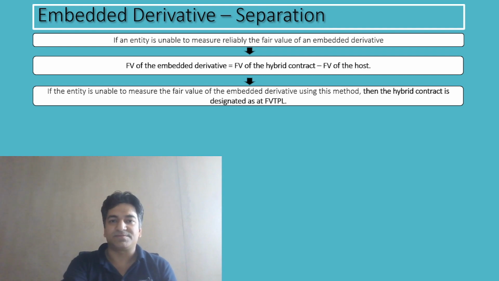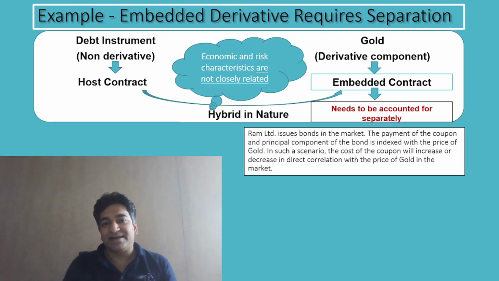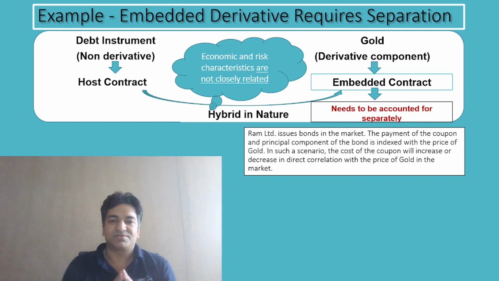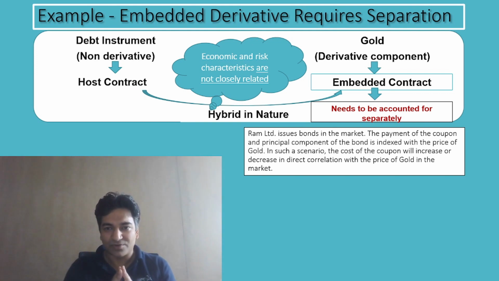Guys, let us now look at a couple of examples where a separation is required and examples where the separation is not required. So we'll first have a look at where the embedded derivatives require separation. In this example, RAM Limited issues bonds in the market. There are two components in a bond. One is the payment of the interest, that is the coupon, and the other is the payment of the principal component.